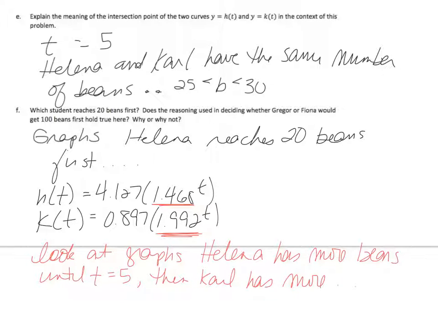So after 5 trials, Carl will always be greater, and he's going to reach 100 beans first. The logic that we applied to Gregor and Fiona doesn't apply here because Helena and Carl don't start with the same initial number of beans. Their A term is different. So the same logic doesn't quite work, but that's all right.